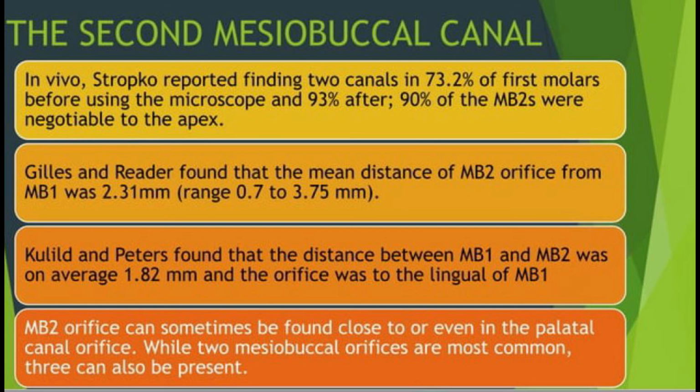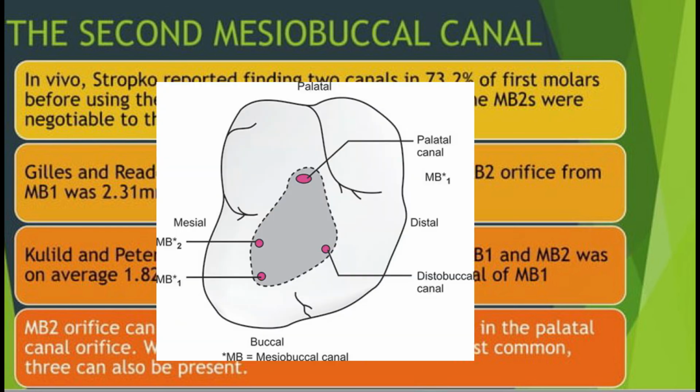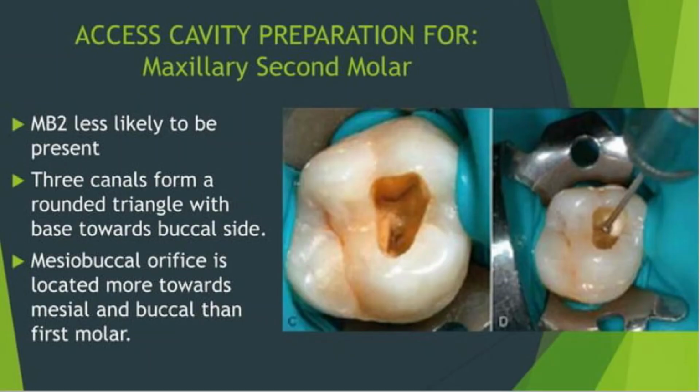The MB2 orifice can sometimes be found close to or even in the palatal canal orifice. In the case of maxillary second molars, MB2 is less likely to be present. There are three canals that form a rounded triangle with the base toward the buccal side. The mesiobuccal orifice is located more toward the mesial and buccal than in the first molar.